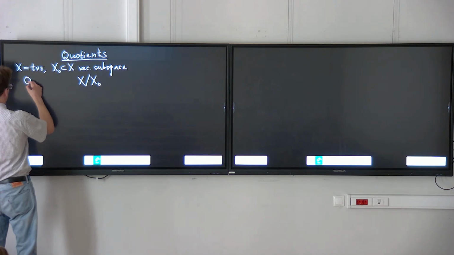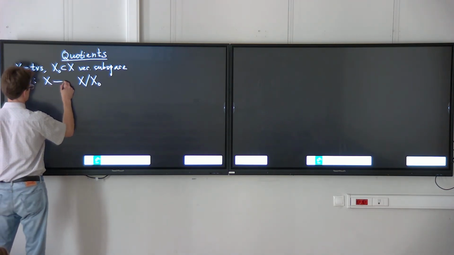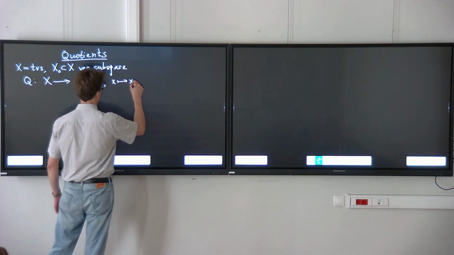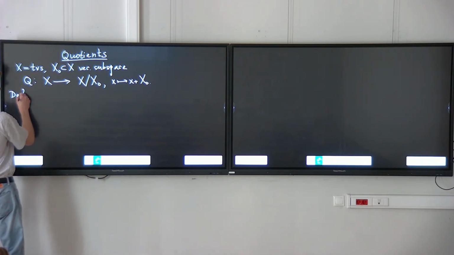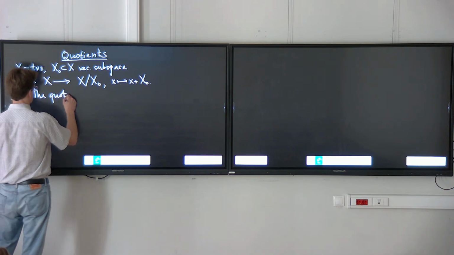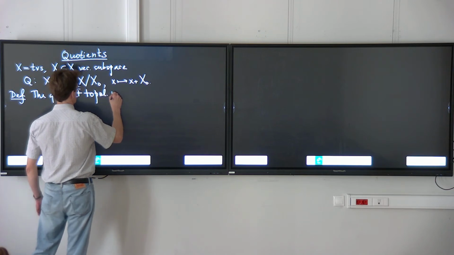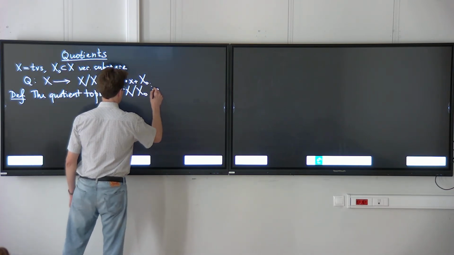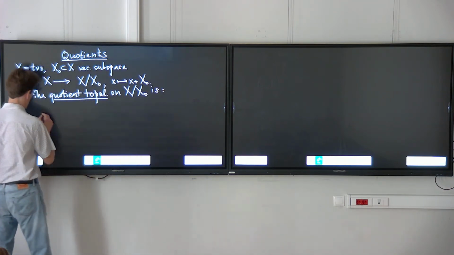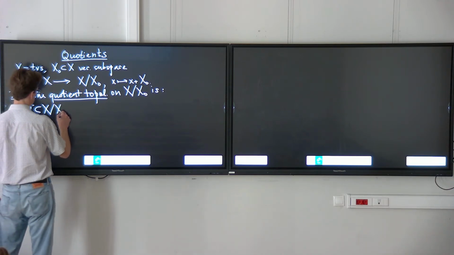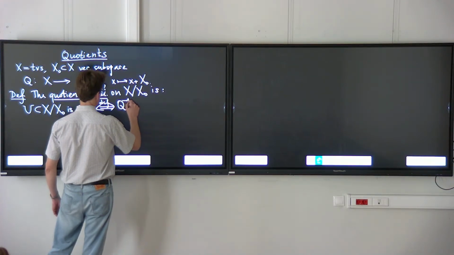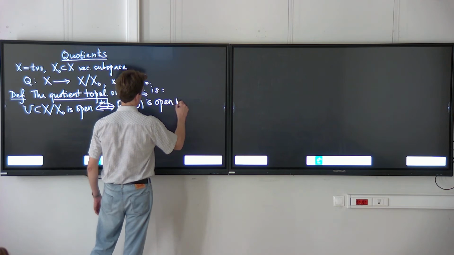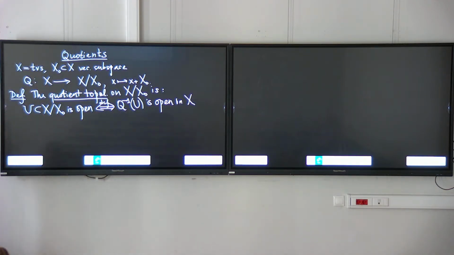To topologize it, we denote by Q the quotient map from X to the quotient. And we define the standard quotient topology on X modulo X0 as follows. By definition, a subset U of the quotient is open if its pre-image under Q is open in X. So this is the standard definition, which applies to any topological space and to any equivalence relation.